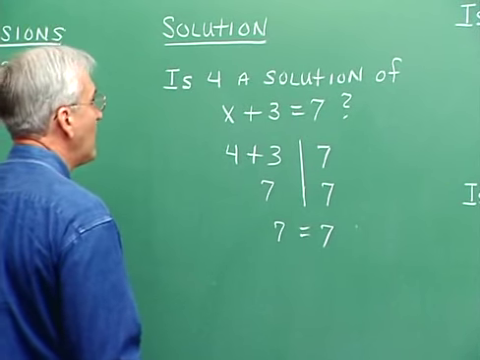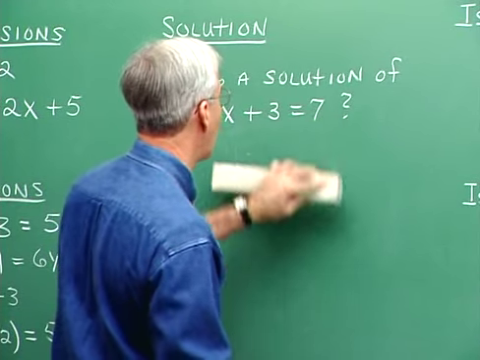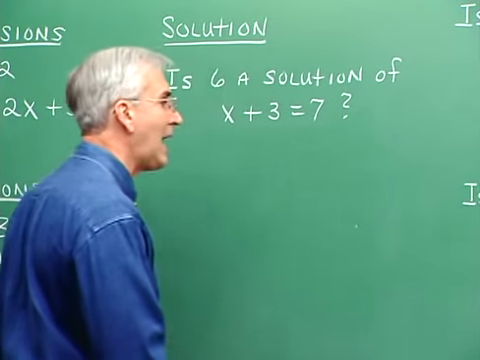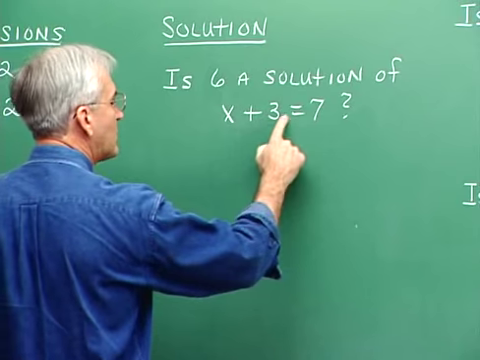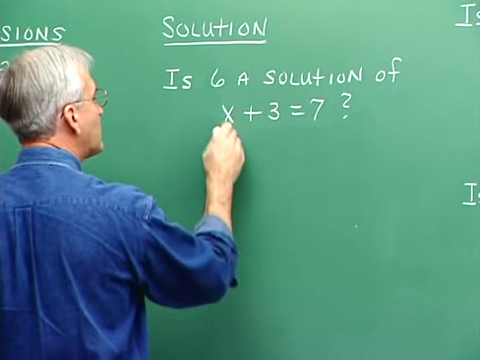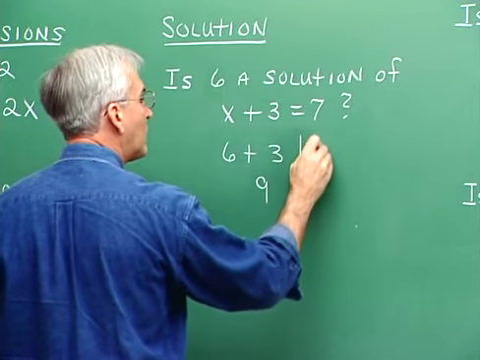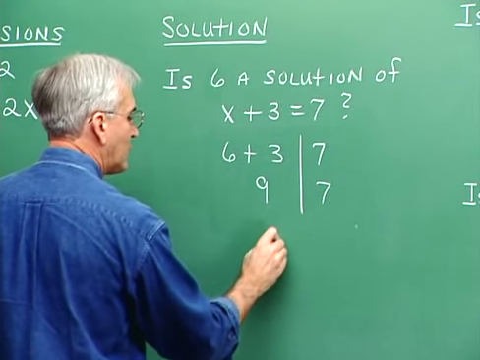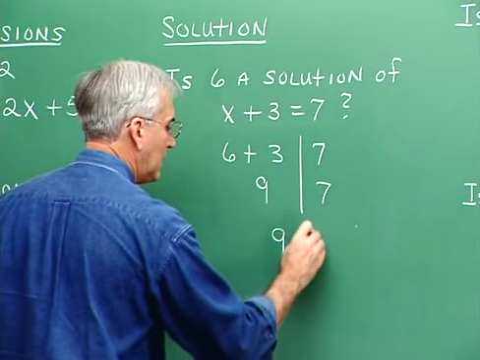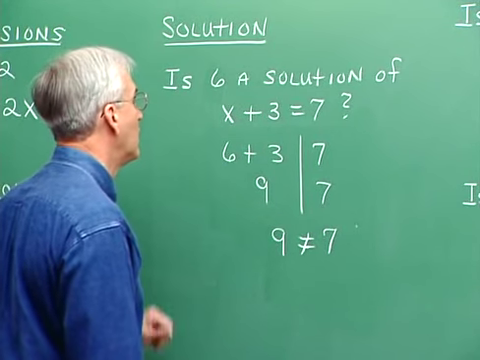And we know that 7 is equal to 7, so yes, we do have a solution. Now, suppose I change the question a little bit. Suppose I say, is 6 a solution of this equation? Well, we would go through the process the same way. We're evaluating the expression on each side of the equation, and this expression is evaluated by replacing x with 6. So this is 6 plus 3, and on this side we have 9. Well, over here we have 7 in all cases. And 9 is not equal to 7. I can say that mathematically like this. 9 is not equal to 7, and therefore, no, 6 is not a solution of this equation.